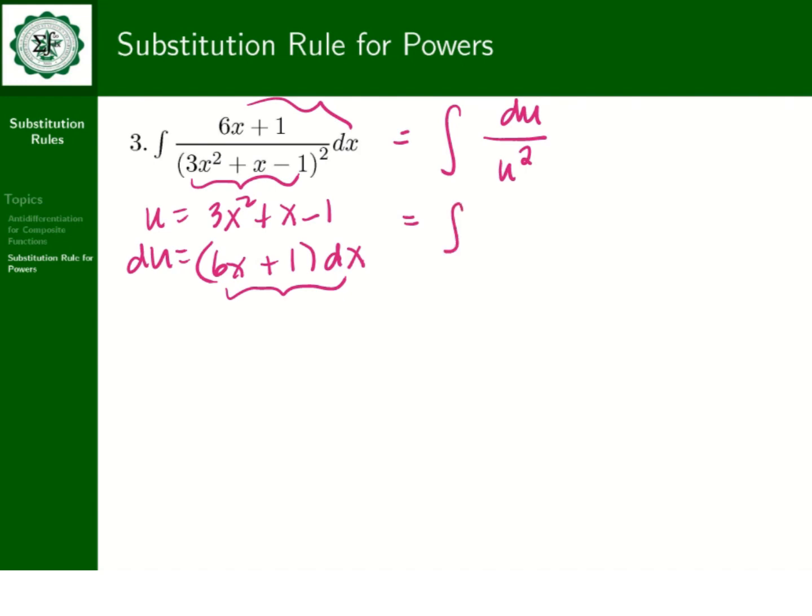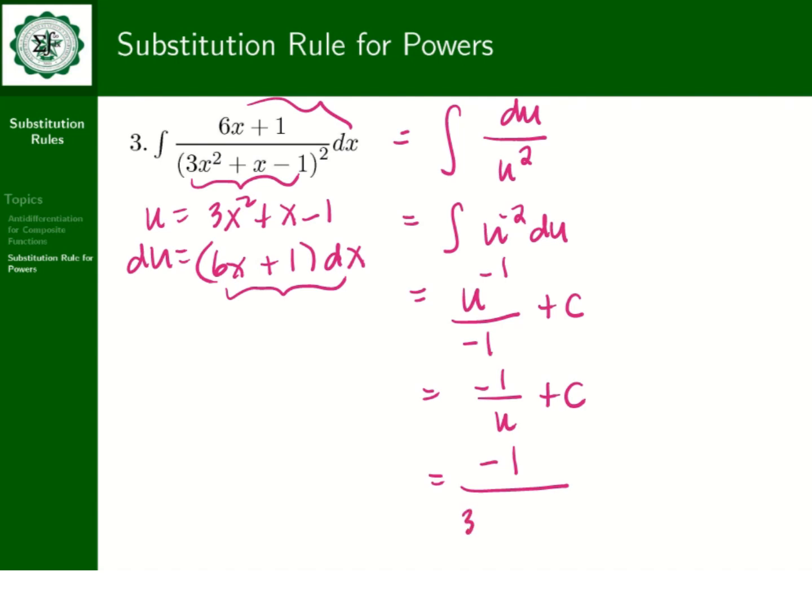Rewriting this, we get u raised to negative 2 du, and our indefinite integral is u raised to negative 2 plus 1, so that is negative 1 over negative 1 plus c. So this is the same as negative 1 over u plus c, and then back substitution, we have negative 1 over 3x squared plus x minus 1 and then plus c.